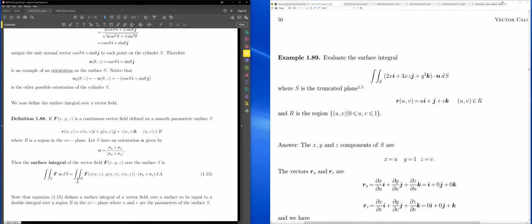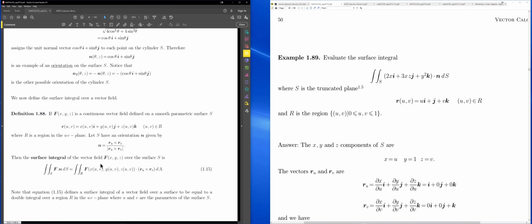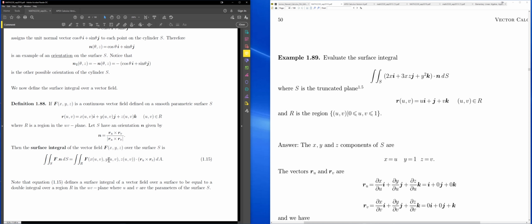Alright, so we expect to get a negative answer, but let's actually work it out using the formula specified here. Similar to the surface integral of a function, usually it's a good idea to work out the RU cross RV first of all. This is the formula for the surface integral that you need to work out based on the parametric surface that's given to you.